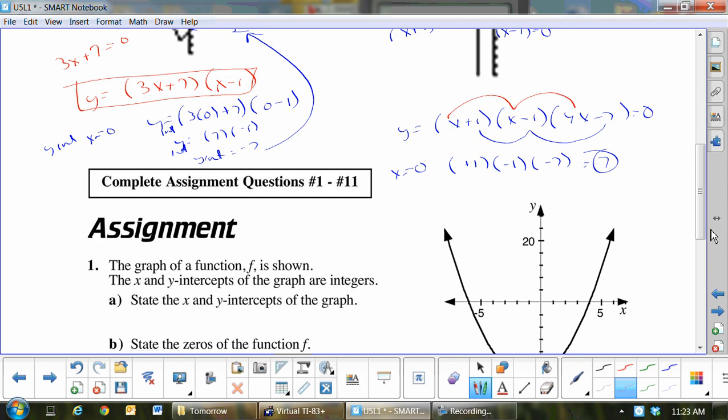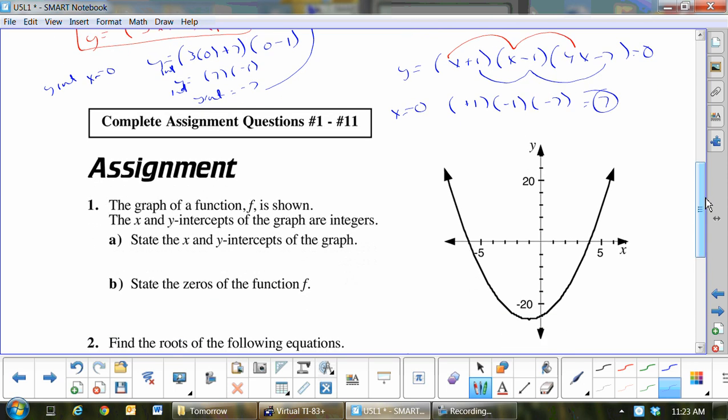Anyway, that's how you have to be thinking as you're going through this. Because I'm not only trying to teach you the math, I'm trying to teach you also how to play the game. Okay? Which is a big part of it. Okay, so we're doing 1 to 11.